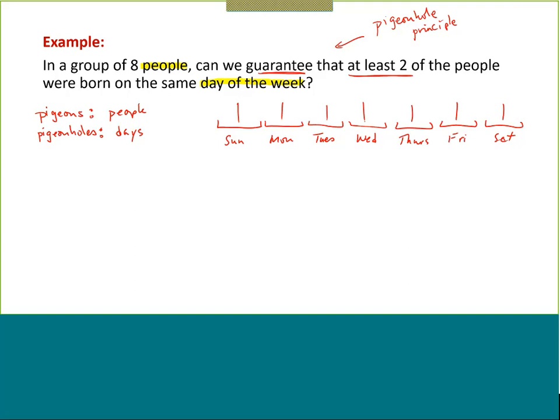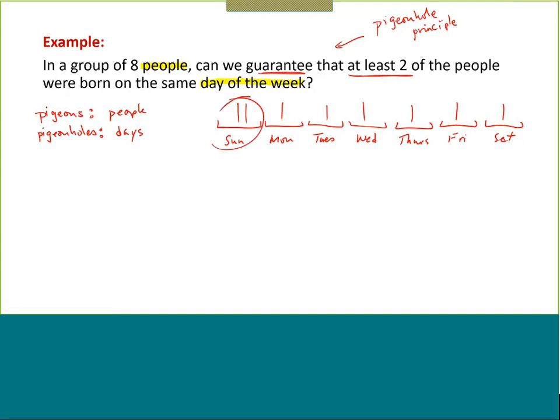Hopefully you're all thinking to yourself, no. So that 8th person, when it comes in, maybe he's born on a Sunday, or a Monday, Tuesday, Wednesday, Thursday, Friday, or Saturday. It doesn't matter which day of the week he's born on. Whatever day of the week he's born on, somebody else that we've already interviewed was also born on that same day. So this means we've doubled up.